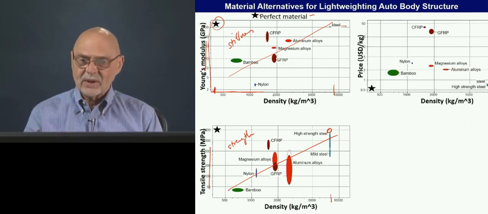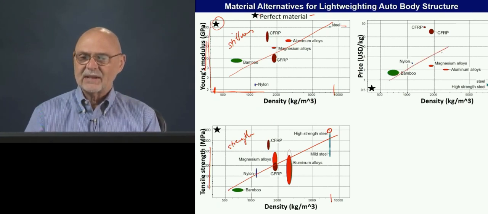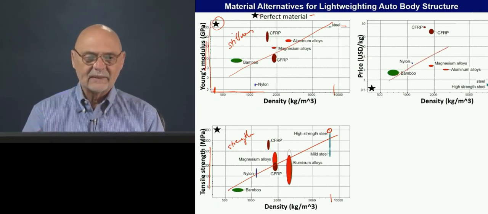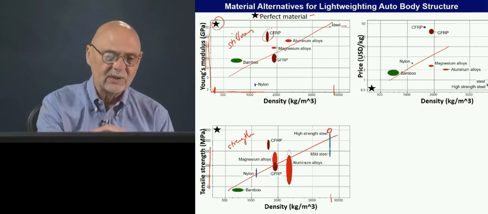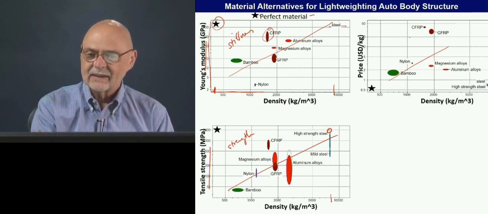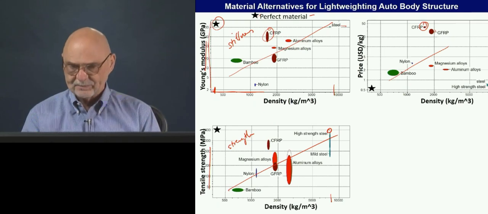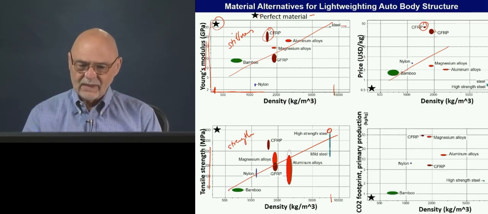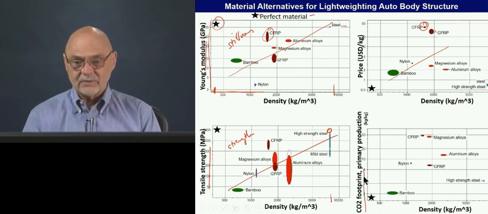Now we're going to bring in the price to this, and again, kind of have the general trend line going up. Carbon fiber reinforced plastic, which is really good for modulus, also has some of the highest price per kilogram. And then finally, here's the CO2 footprint that I was talking about before.